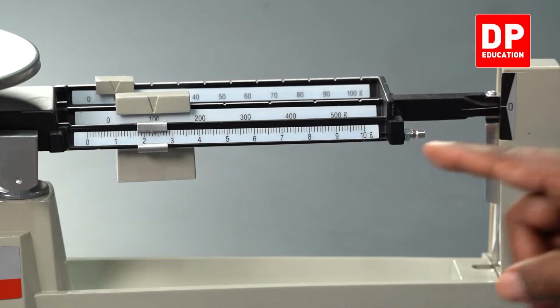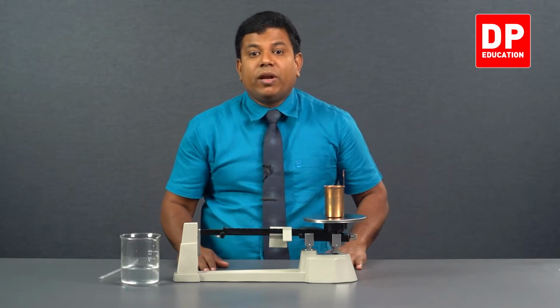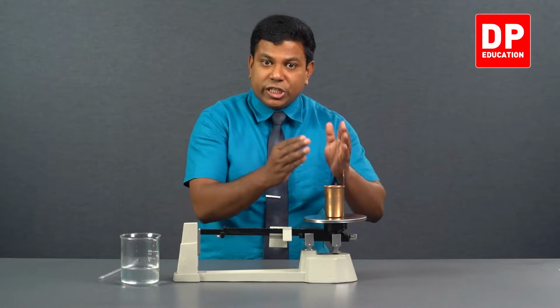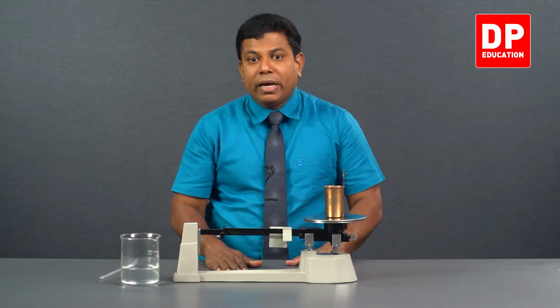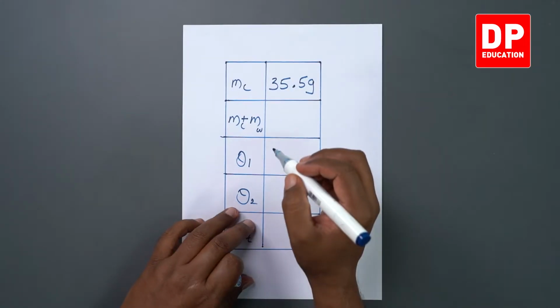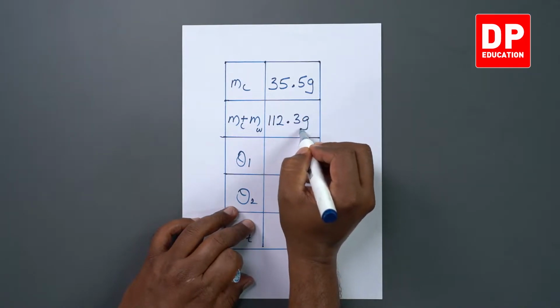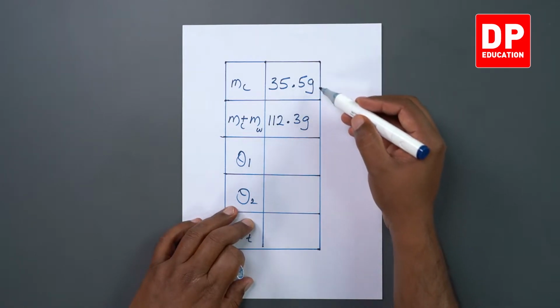Now, it is at 0, the weight is 112.3 grams we are getting. This is the weight of calorimeter, stirrer and the water within it. Let us write down that also in our table. So, the weight of calorimeter, stirrer and the hot water within that is 112.3 grams. Let us write it here, MC plus MW. When you subtract these two, you can find how much water we have added here.